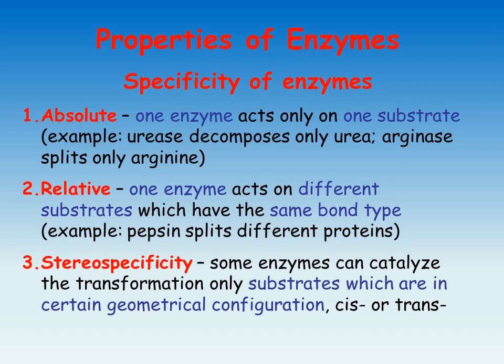Stereospecificity. Some enzymes can catalyze the transformation of only substrates which are in a certain geometrical configuration. So there are two types of configuration, cis and trans isomers. So if a particular enzyme can catalyze only the cis isomer, it is very specific, it can catalyze only the cis isomer, not the trans isomer.